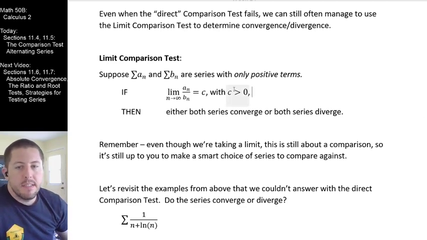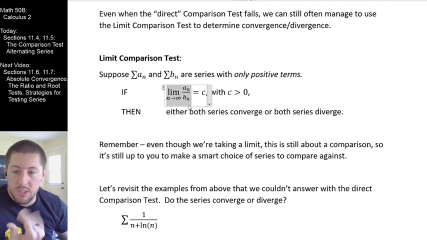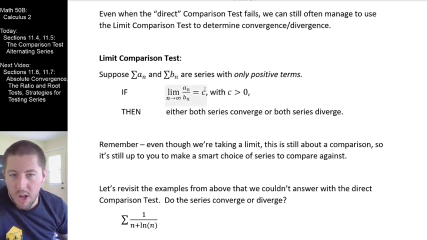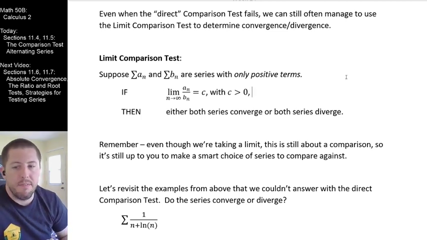If it is the case that we can take the ratio of the 2 terms as n goes off to infinity, and that the ratio between them is just a finite value of c, where c is a positive number. Now, c has to be positive because it's only positive terms, but we're also saying here c is not infinitely large. It converges to some number c. Then, either both of the series converge or both diverge.